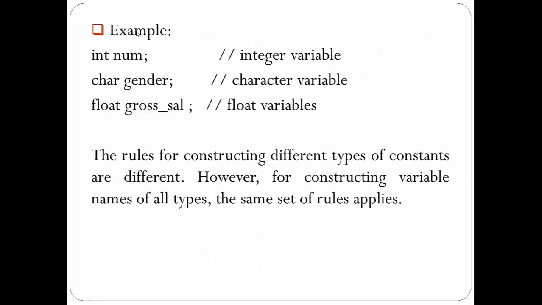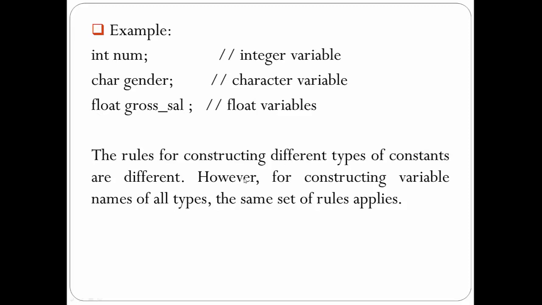So here I have taken three different variables. The first one is an integer variable, the second is a character variable, and the third one is a float variable. As we have seen before, for data type integer, we are using the keyword int. For character data type, we are using char. And for floating point data type, we are using float as a keyword.